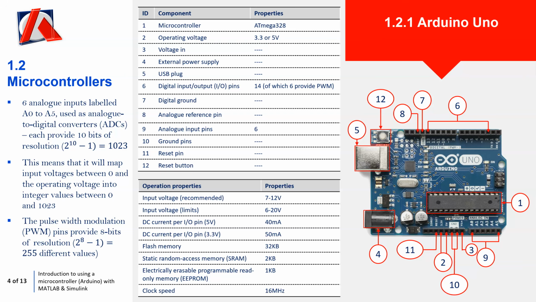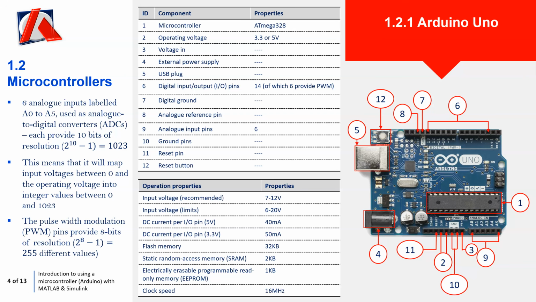So moving on to now microcontrollers. Here I've got an Arduino Uno. The microcontroller is actually this little chip that you can see labelled 1, and that is embedded within the Arduino Uno board. The operating voltage is 3.3 volts or 5 volts, that you can see here by 2. You can effectively apply voltage to these little pins here.